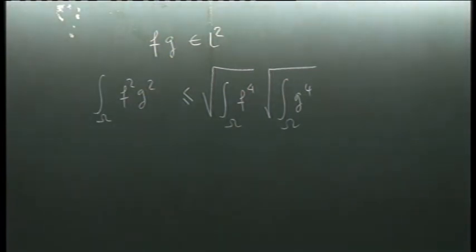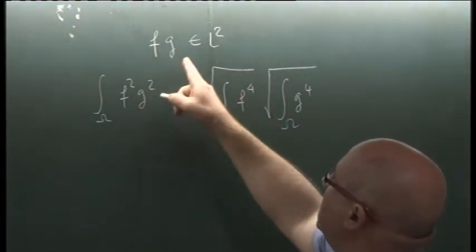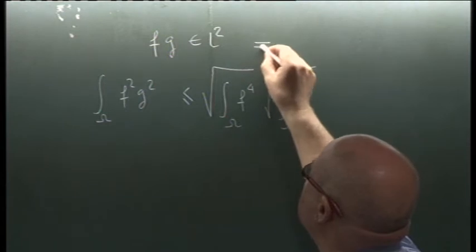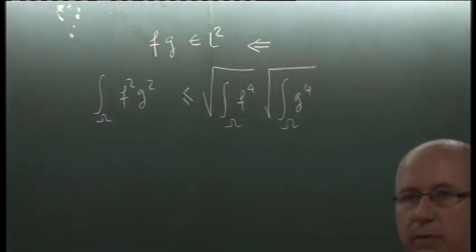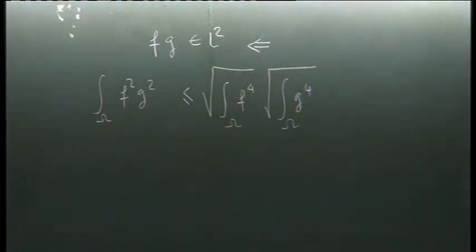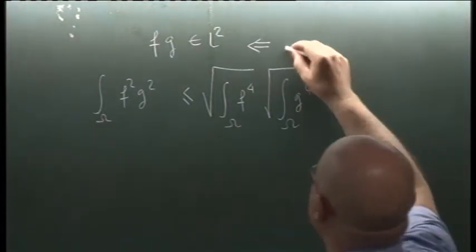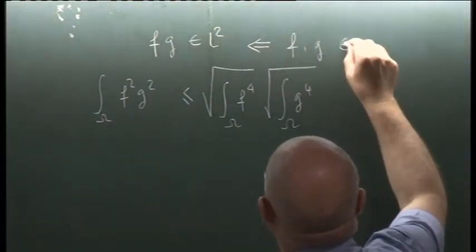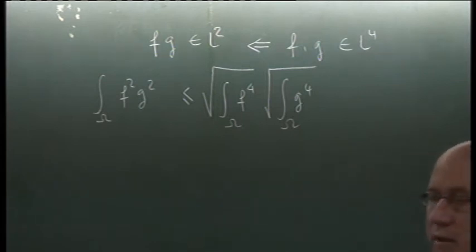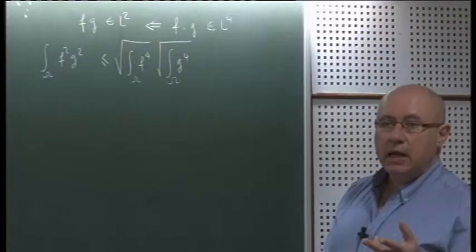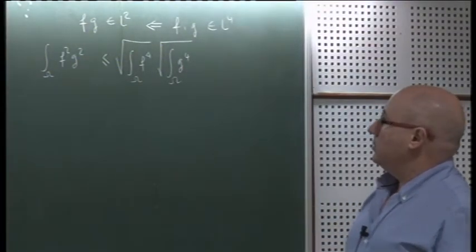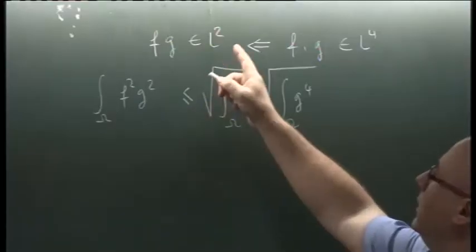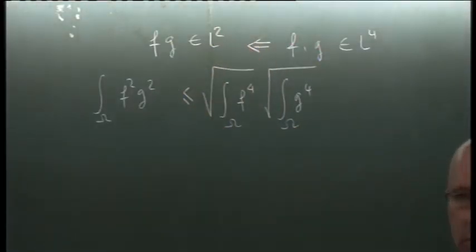You see? So to guarantee that fg belongs to L2, I need that f and g belong independently to where? L4. F and g have to belong to L4. Of course, there are different combinations, like 6 and 1 or whatever, but if the space is the same, then it's L4.